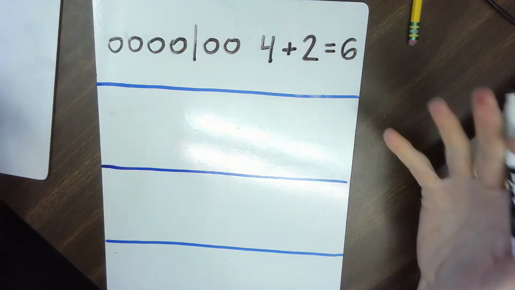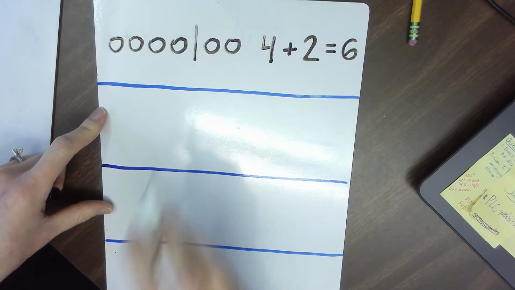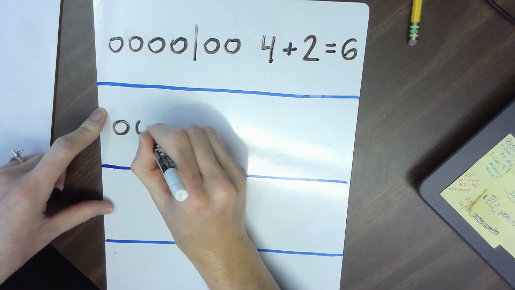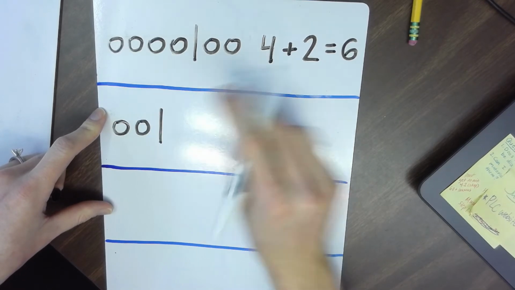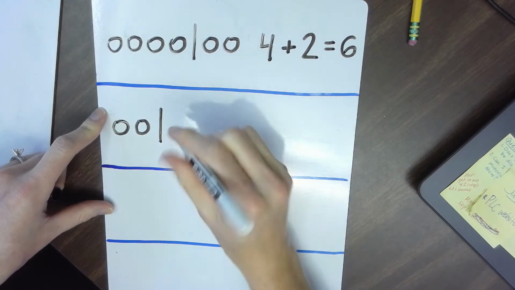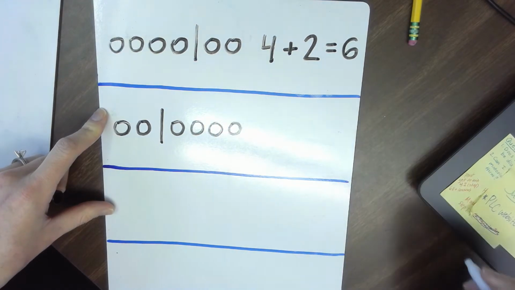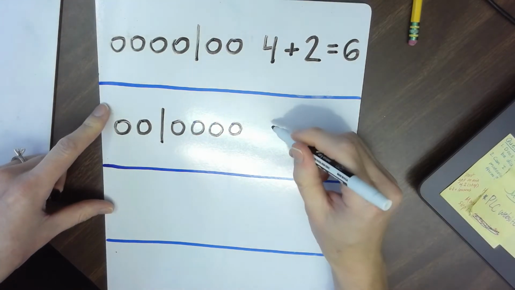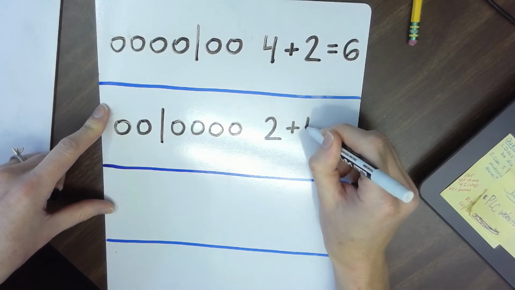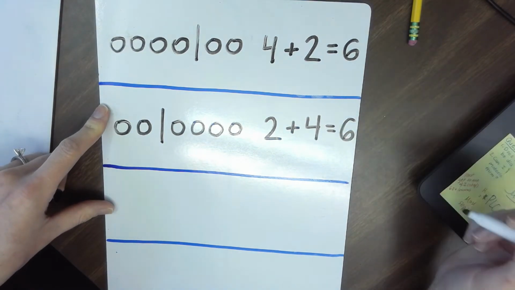Now let's talk with Bob about marbles in another way. Instead of Bob starting with 4 marbles, we're going to have Bob start with 2 marbles. And instead of giving him 2 more, I'm going to flip this and give him 4 marbles. So now Bob had 2 marbles. I gave him 4 more, plus 4 equals the same number, 6, the same answer.